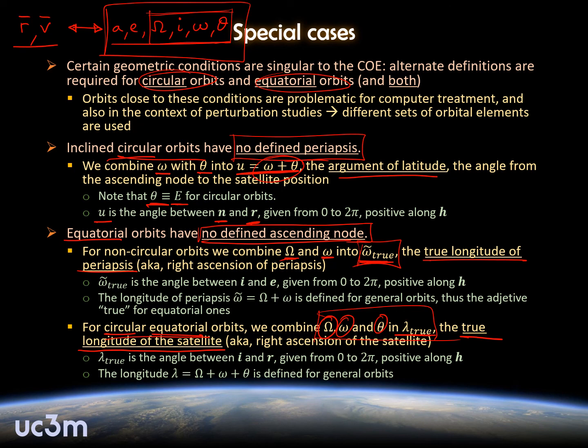To conclude, observe that we can always define the longitude of periapsis or the longitude of the object, even if the orbit is not circular or equatorial. We can always do this sum. Of course, in this case, we are summing angles that are not on the same plane, so it's a bit strange, but it is sometimes done. So if you see it in some of the references, don't be afraid. It's just defined in this way.